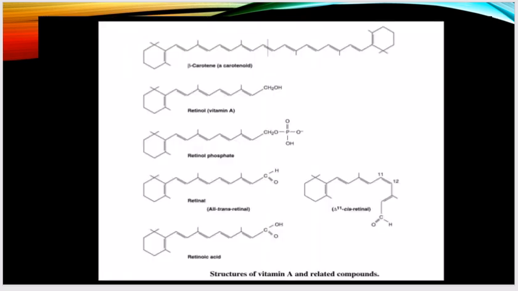This is the structural organization of these carotenoids and retinoids. All three forms, that is retinol, retinaldehyde, and retinoic acid, comprise a cyclohexenyl ring, while beta carotene has 2 beta ionone rings which are connected by a polyprenoid side chain.